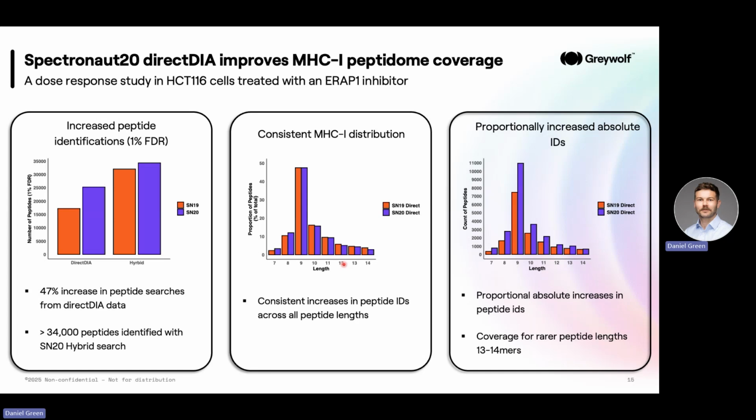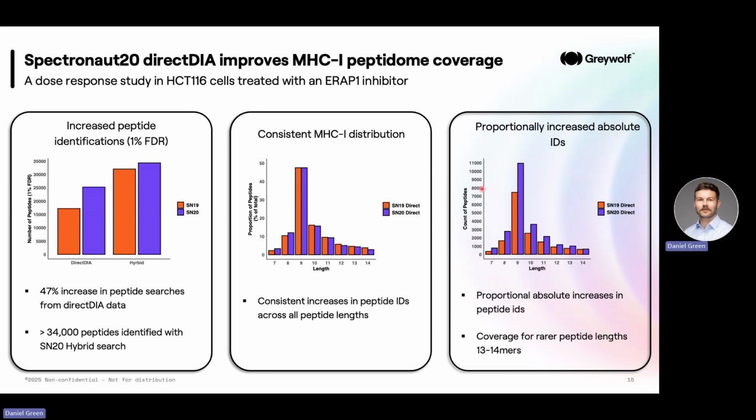So with immunopeptidomics, what you would expect to see is this peak at 9 mers and this tail off at other peptide lengths. And this is exactly what we see here. So not only do we see consistency between what is Spectronaut 19 and Spectronaut 20, but we also see that they follow a nice consistent MHC1 distribution.